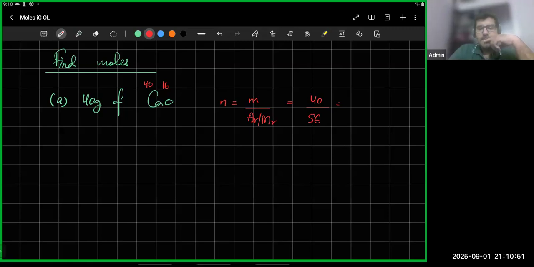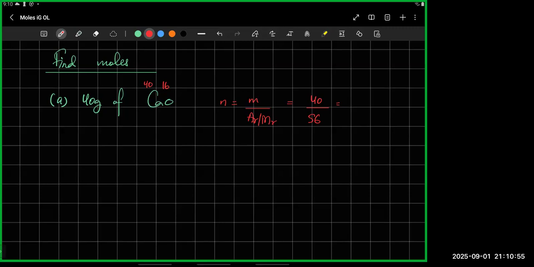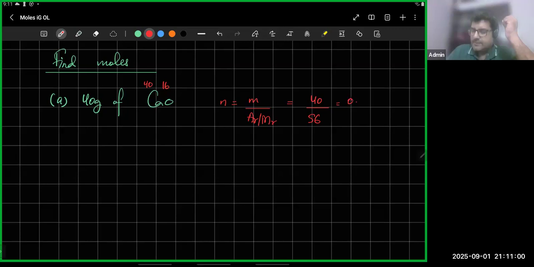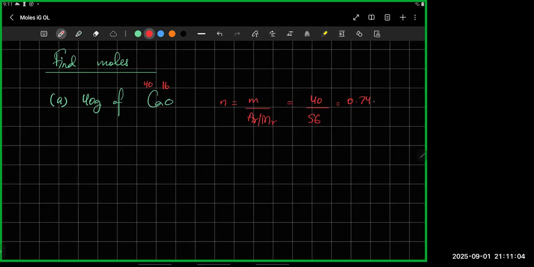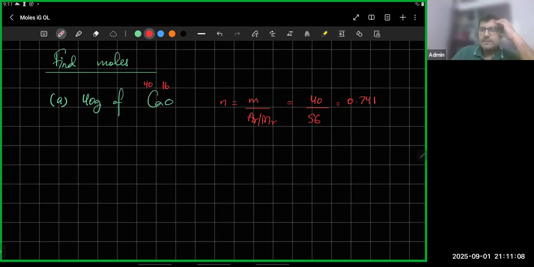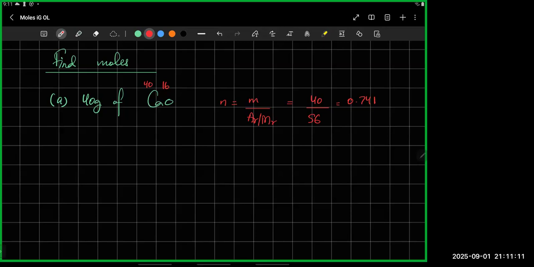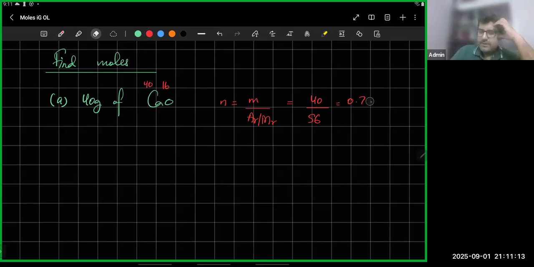कितनी value आ रही है? 0.7143. So it's coming out to be 0.741. कितना? 128 है, but plus one, seven नहीं, 374. 71428, right? तो बस ये आपके मोल्स आ गए, ठीक है? 714 मोल्स, ठीक है? That's your moles.